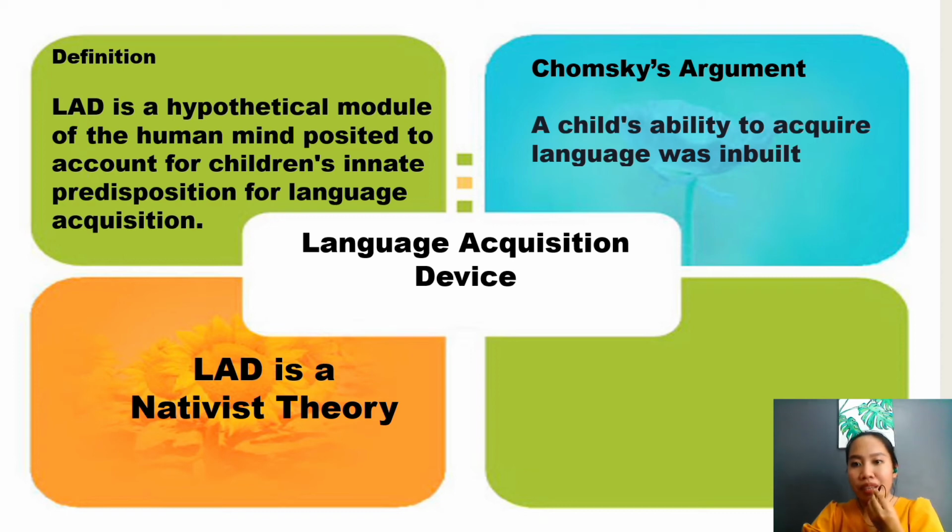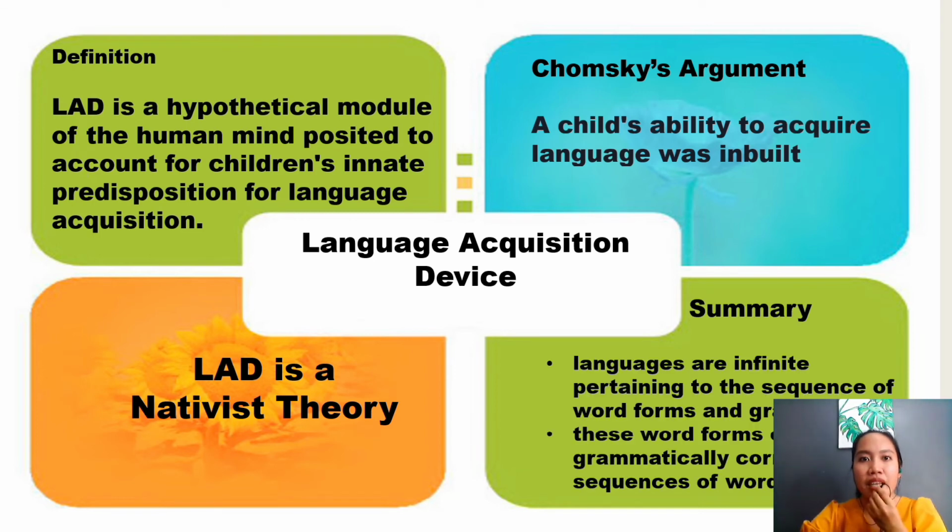Chomsky argued that a child's ability to acquire language was inbuilt, meaning language isn't taught but instead a natural development that happens when children are exposed to language. Each child has a language acquisition device, or LAD, which allows them to take in and use the grammatical rules of the language spoken where they live.